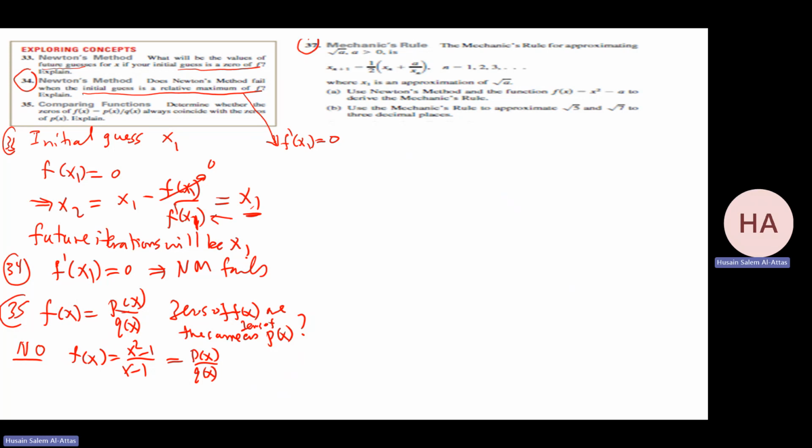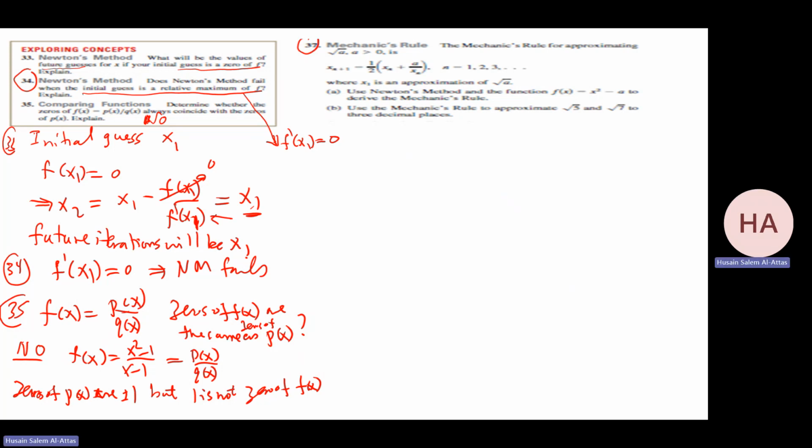The zeros of p of x are what? Plus or minus 1. But 1 is not a zero of f of x. So this statement is wrong. This is no, not correct.